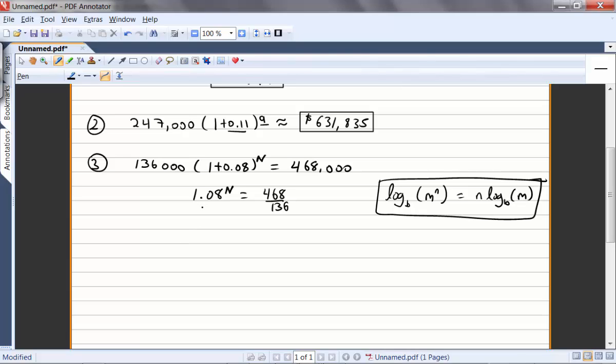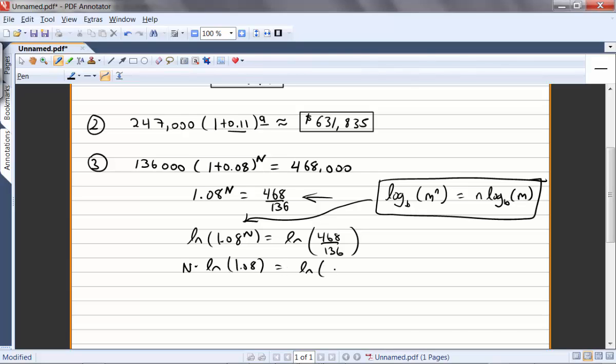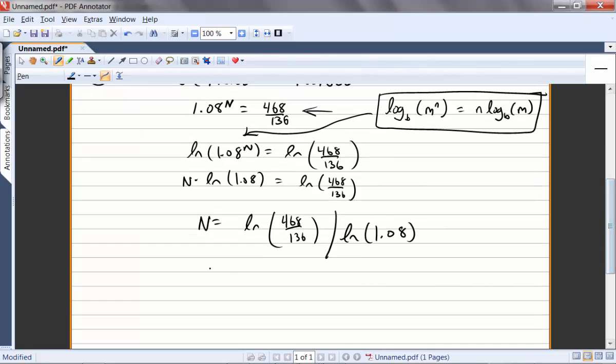So if the left-hand side equals the right-hand side right here, then the natural logarithm of the left-hand side equals the natural logarithm of the right-hand side. And now we invoke this property right here. The natural logarithm of a number raised to any power is just that power times the natural logarithm of that number. And the right-hand side doesn't change. And then n equals the natural logarithm of the right-hand side divided by the natural logarithm of 1.08. And if you do that in your calculator, you will find n is approximately 16 years.